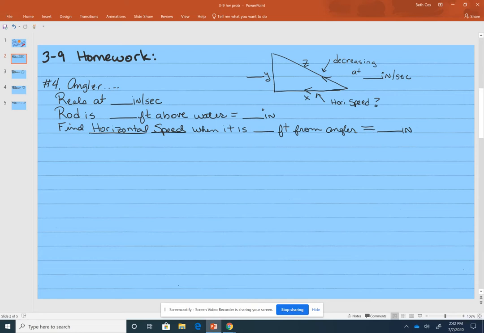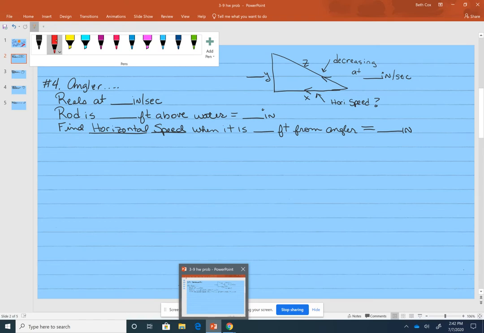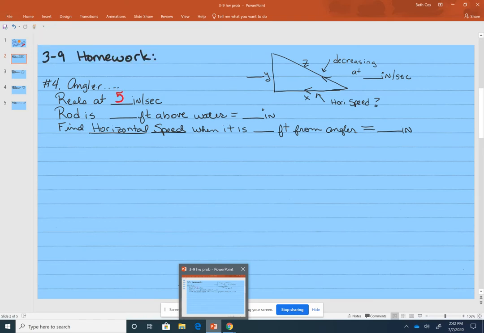An angler hooks a trout and reels in his line at 5 inches per second. You can fill in the blanks with your problems and see if that helps. On the problem I'm working on, it says 5 inches per second. It says assume the tip of the fishing rod is 13 feet above the water and directly above the angler, and the fish is pulled horizontally directly toward the angler. And it says see the figure.